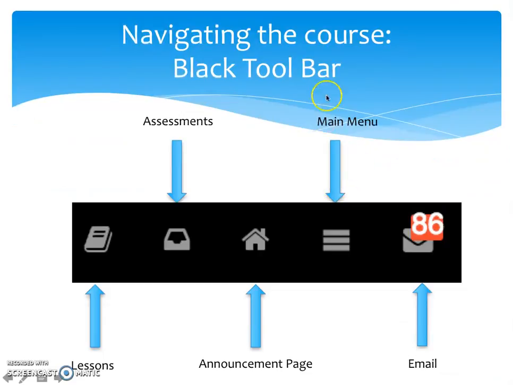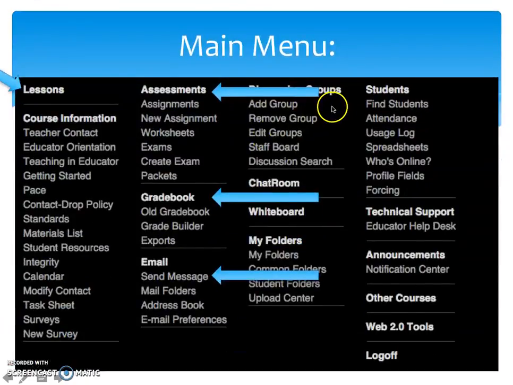The other important thing, at the very top of your screen, you should see a black toolbar, and it has these icons. These are kind of the most important ones you'll see on there. This is your lessons button, the little book, the little inbox is your assessments, your announcement page is the little home button. You have another main menu, the 3 small lines, so just like in VSA, and then your email. Don't let it get to 86 emails. Check on those frequently. If you see that little red up there, have a look and see what's there for you. When you click on those 3 small lines, you're going to see this drop-down menu.